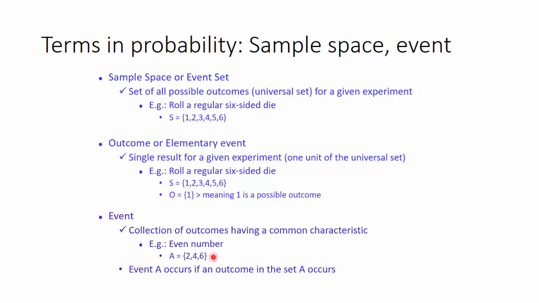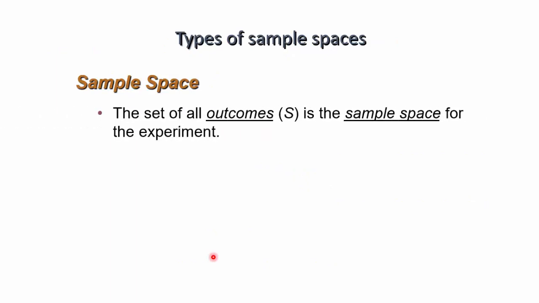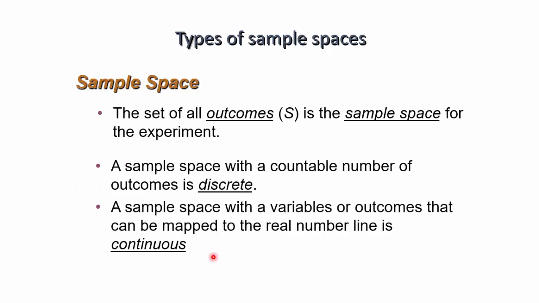The sample space. There are different types of sample space. Well, if you recall what the sample space is, it's the set of all outcomes or the universal set for a given experiment. Now, the sample space could be either discrete or continuous. So if the sample space elements are countable, we call them discrete. And if the sample space elements are continuous in the terms that they can be mapped into the real number line with decimals and fractions, we call them continuous variables, and hence the sample space becomes continuous.